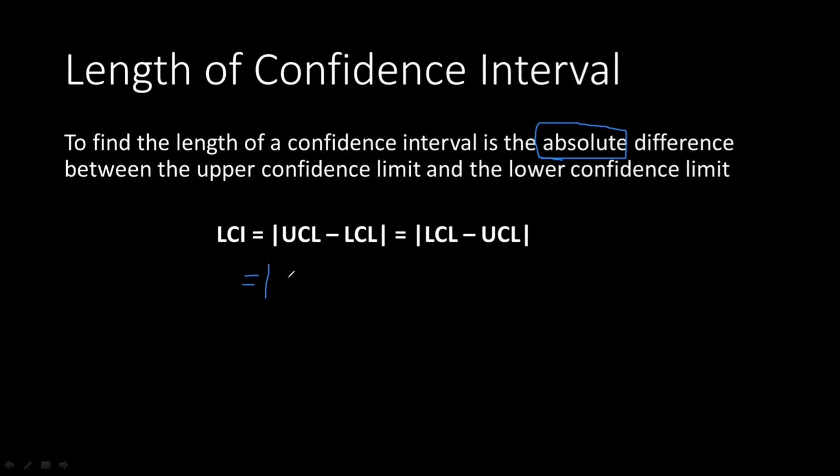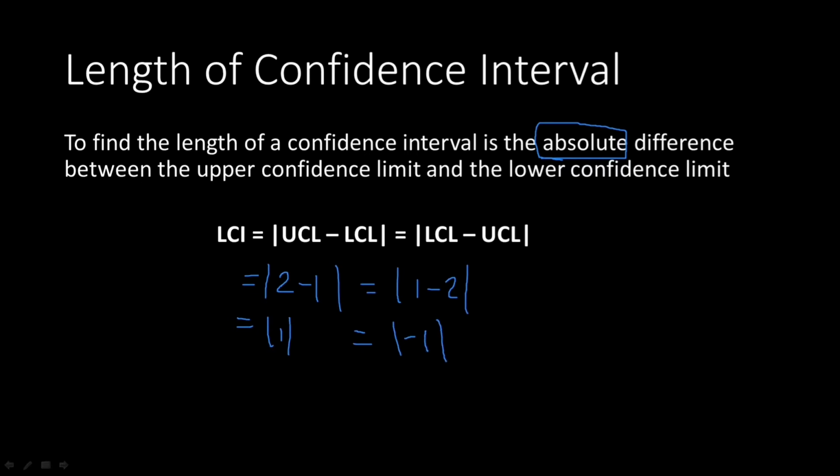so let's say upper limit minus a lower confidence limit is equal to absolute value of 1 minus 2. Yan. So, pinagbaliktad lang natin. So, yung unang sagot natin dito is absolute value of 1 is equal to absolute value of negative 1.